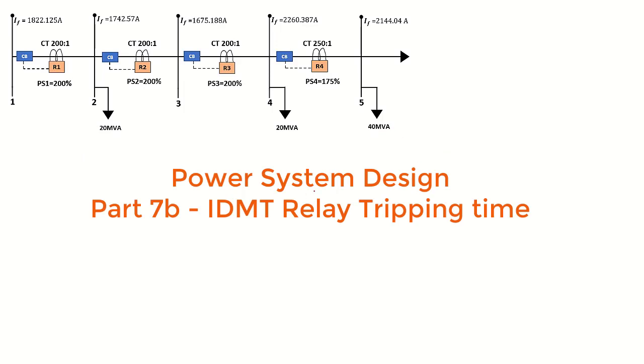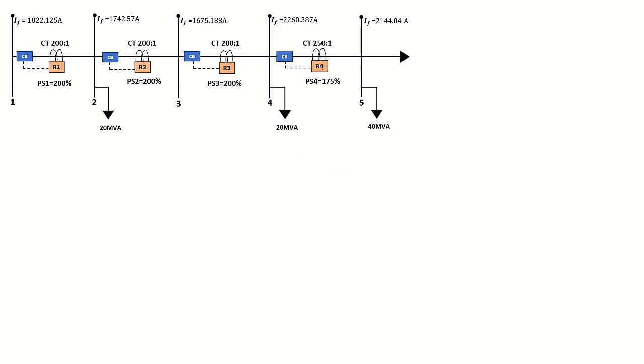This is tutorial number 7, part 7B. Now in the previous tutorial, which is part A, we calculated the tripping time for relay number 4. Now relay number 4 is looking out for the fault on busbar 5.